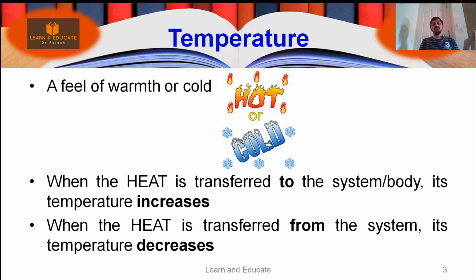right? So whenever heat is added to a system, the temperature increases. Whenever heat is removed from a system, the temperature decreases. So in that sense, we can express more clearly the temperature difference. Temperature difference is the only means for the heat transfer.